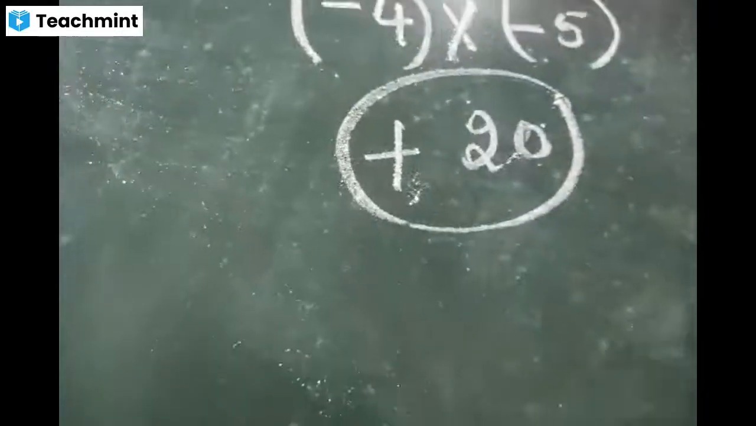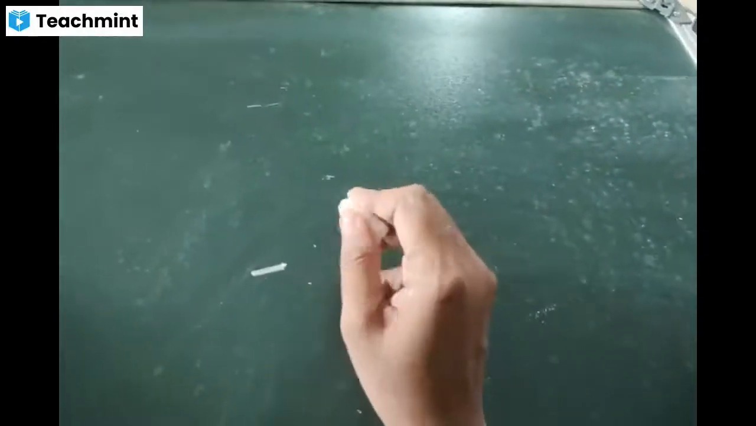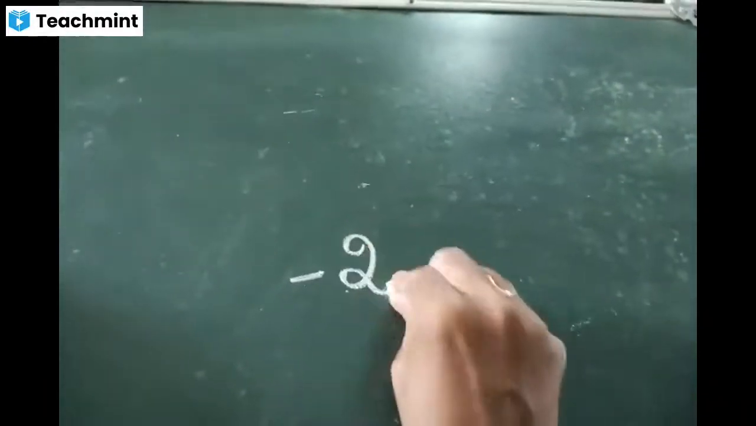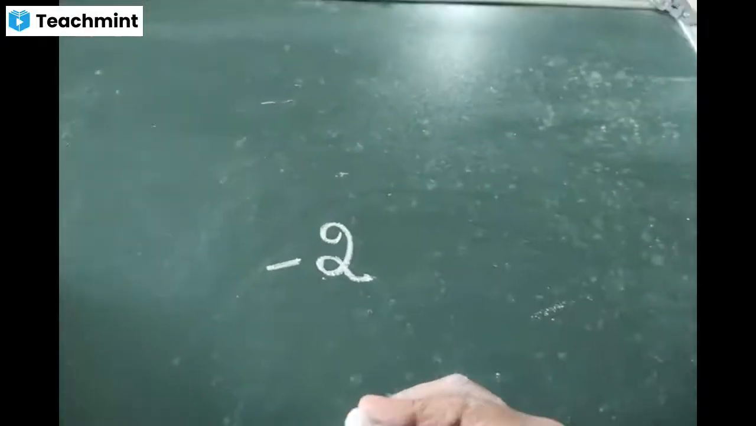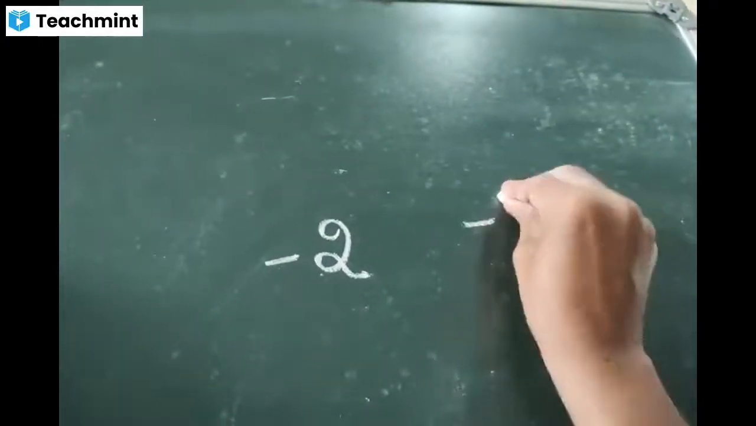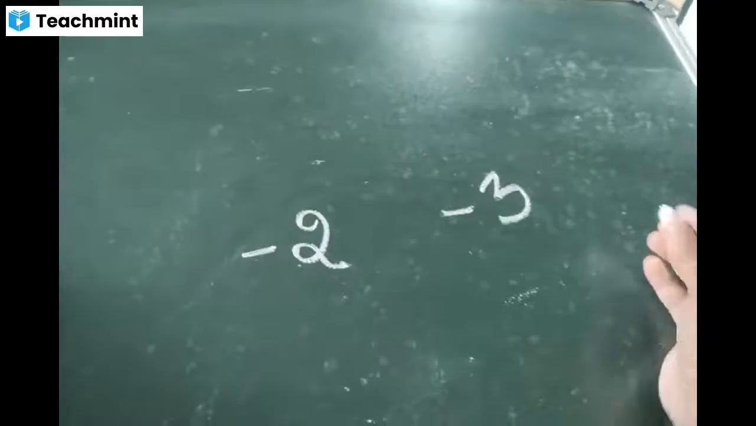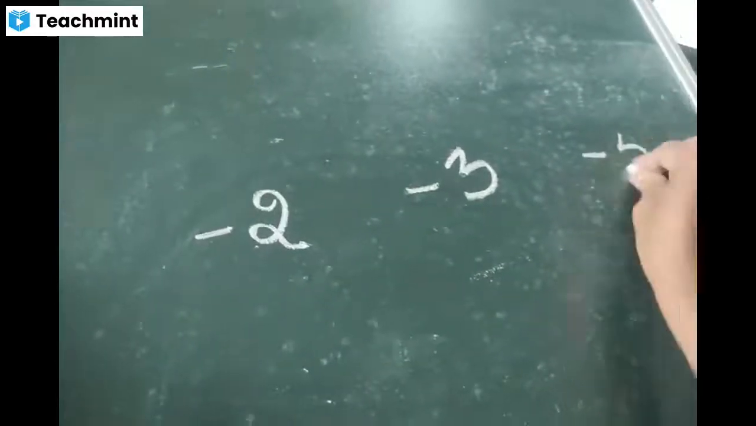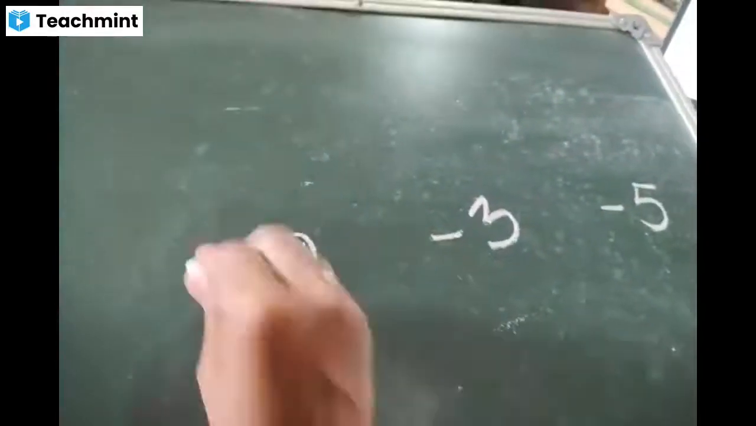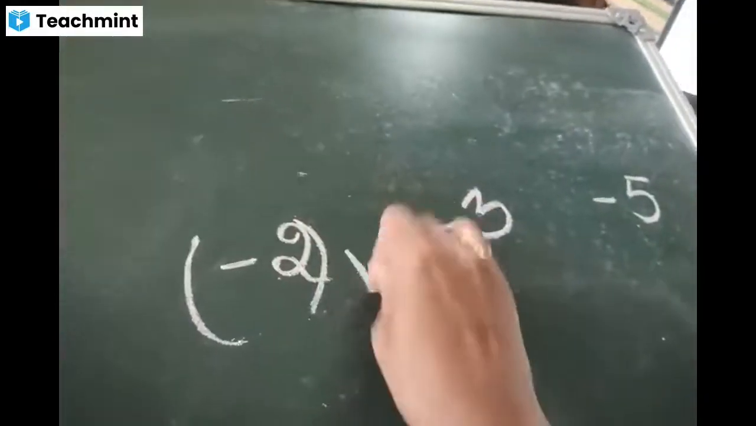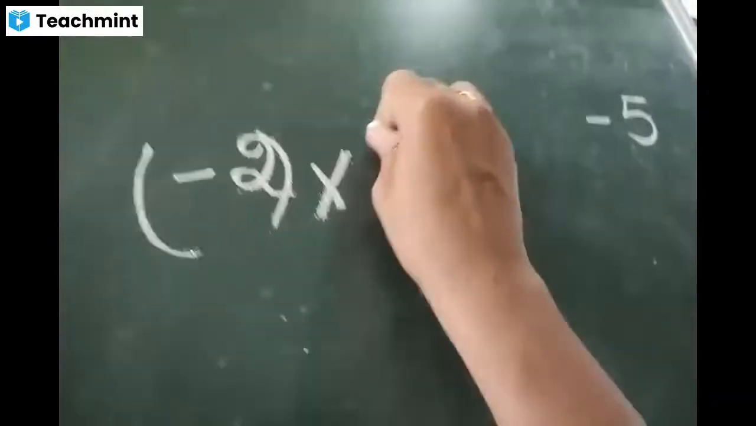Next question, third question. They asked: the product of three negative integers is what? Earlier we took only two. Now I will take one more integer. The negative integers are minus 2, minus 3 and minus 5. The product of three negative integers.